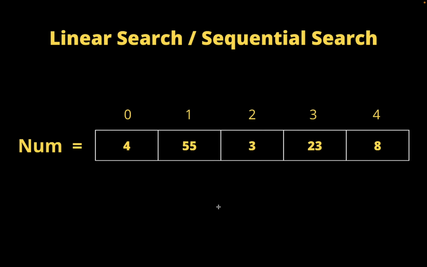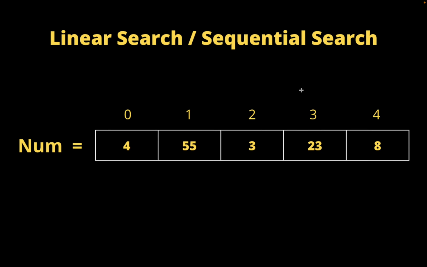Today we are going to talk about linear search and sequential search. Here we have a number array called num, and we have 5 different numbers in it: 4, 55, 3, 23, 8. These are the places, the indexes, where the numbers are stored. So it starts from 0 to 5. In total there are 5 numbers.